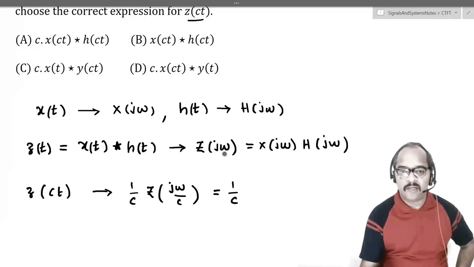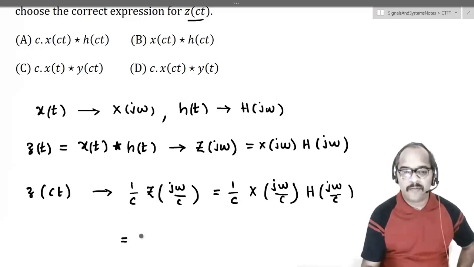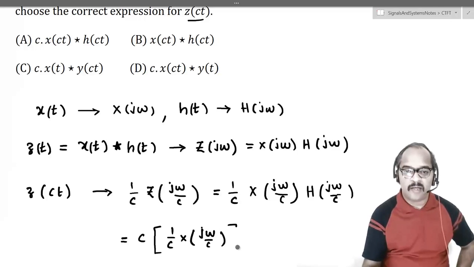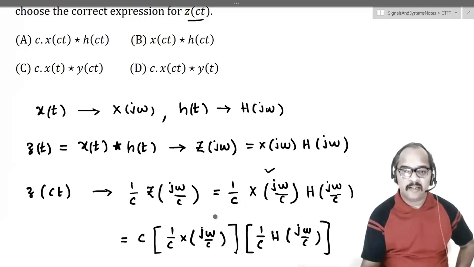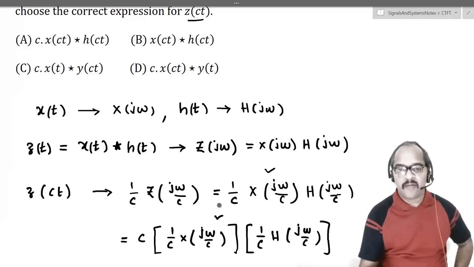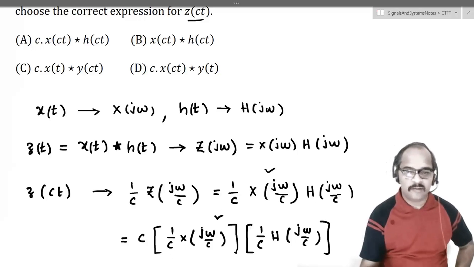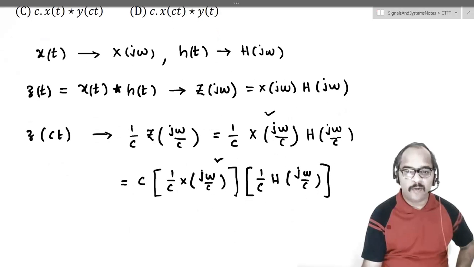So Z of j omega by c means wherever there is omega, replace it with omega by c. You will get x of j omega by c multiplied with h of j omega by c. To make our life simple, I will multiply and divide with c. So I will write this as c times 1 by c x of j omega by c multiplied with 1 by c h of j omega by c. You can easily see that this term and this term are the same, because we are just multiplying and dividing with c.